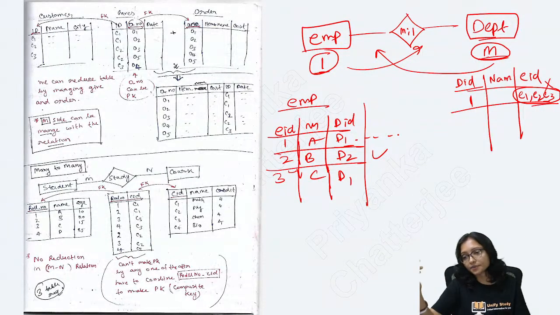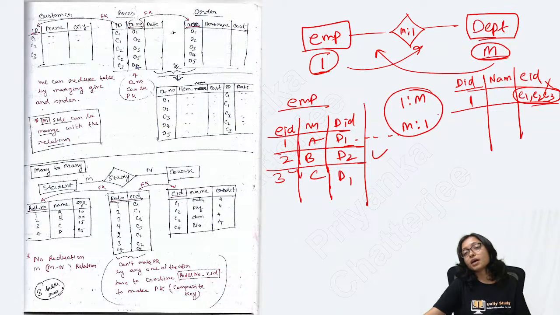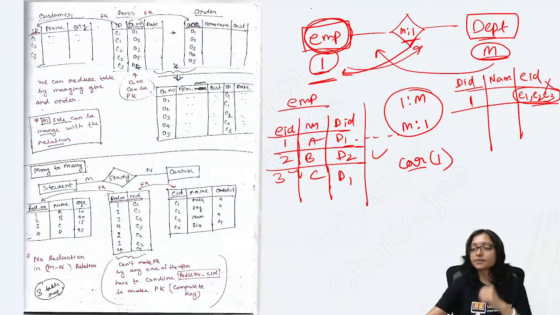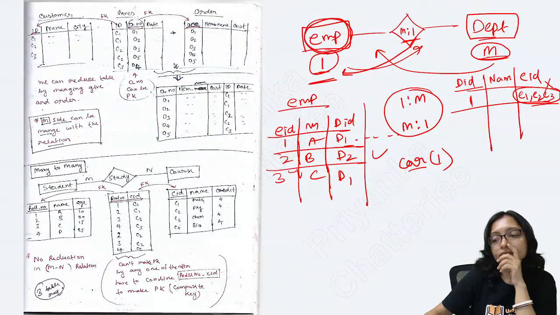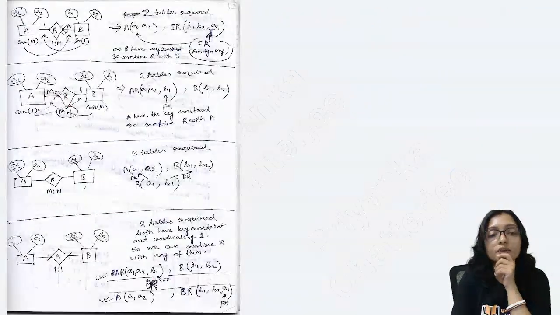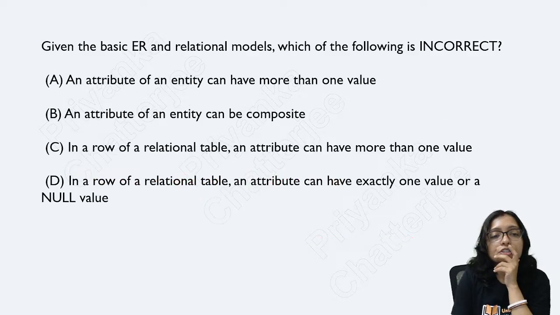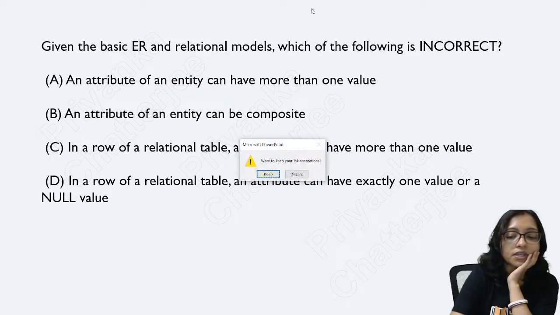That is the reason: when it is one to many or many to one, always remember you can add the relationship where the cardinality is 1. Here, many to 1 means the cardinality is 1 on the employee side. That's why you can add it in the employee table. Clear? I hope it is clear to everyone. Total participation, partial participation, everything is clear? Yes.